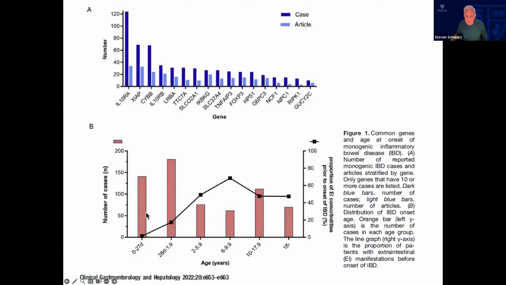The line graph is the proportion of patients with extraintestinal manifestations. So it's very interesting, and again, Dr. Levine can comment on this, that those patients with very early onset IBD tend not to have the extraintestinal manifestations that those who present later in life do.